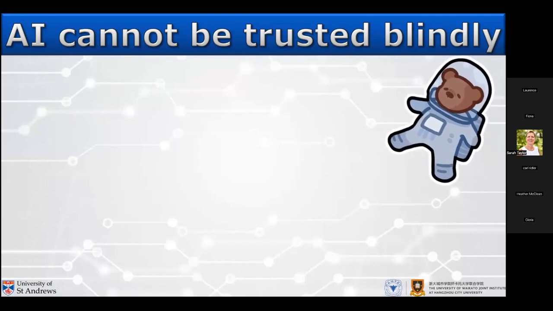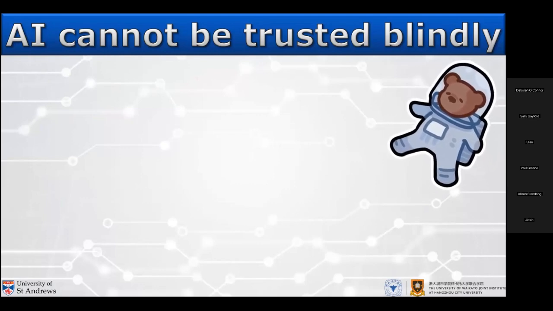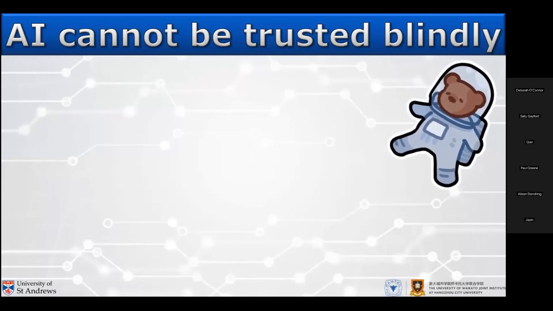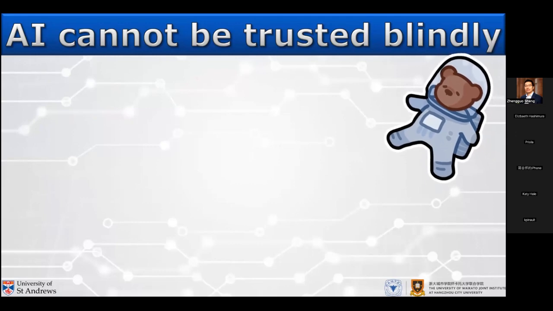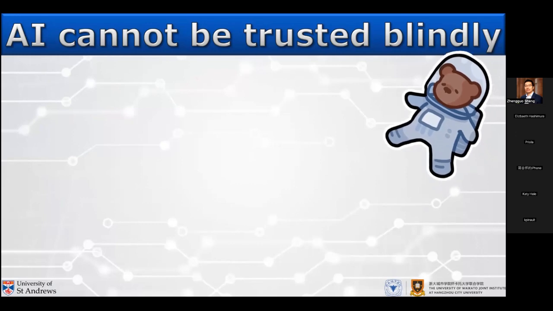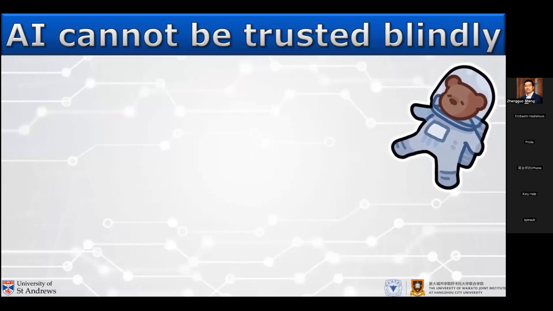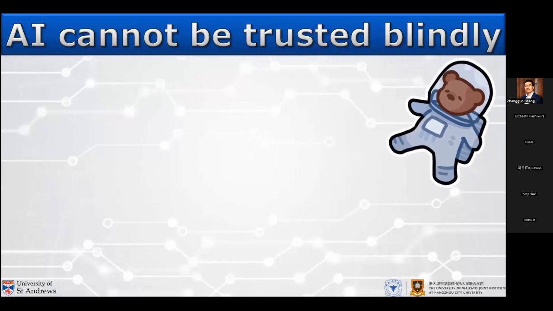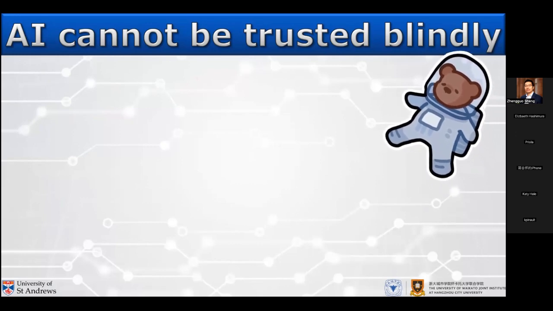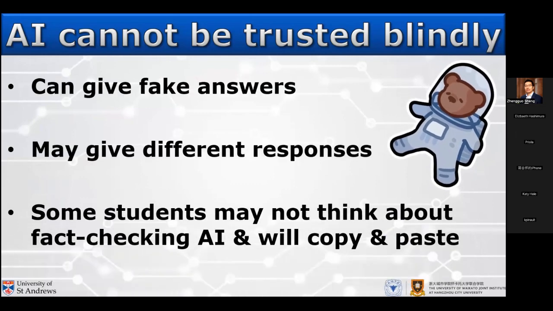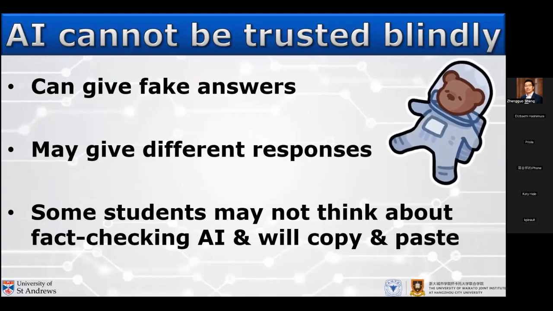Also, we have a problem where students may not think about fact-checking AI. They will just copy and paste. The more expensive ones, like the 4.0s that you pay for, are a little better. But this makes a bit of a gap between the rich and the poor, because I'm not paying for anything. I'm very poor. I have a friend I work with whose family is quite rich, so he can pay for them, and he gets better AI than I do.